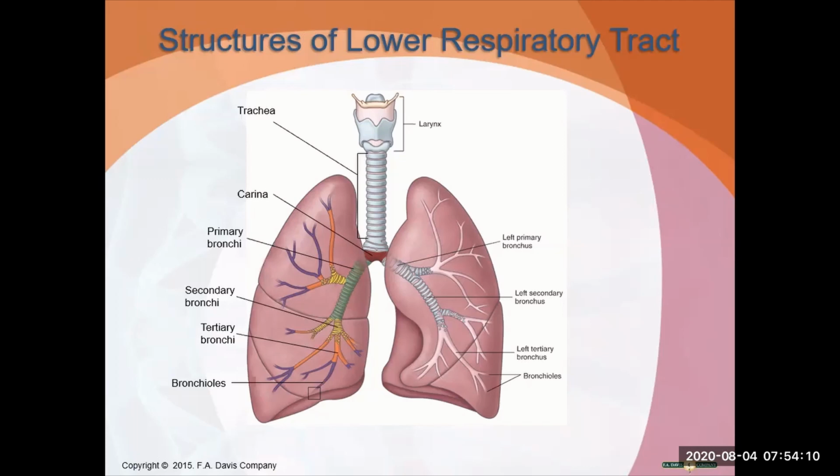Tertiary bronchi continue to branch, resulting in very small airways called bronchioles, less than 1 millimeter wide and lacking any supportive cartilage. Bronchioles divide further to form thin-walled passages called alveolar ducts. Alveolar ducts throughout the lungs terminate in clusters of alveoli called alveolar sacs, the primary structures for gas exchange.